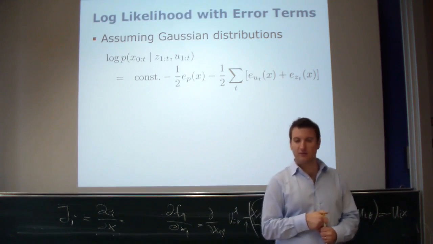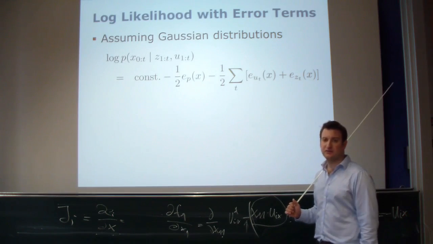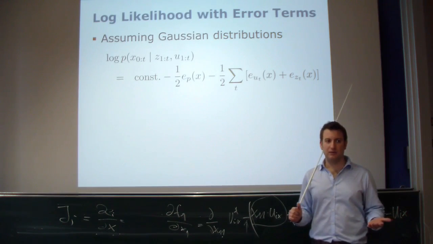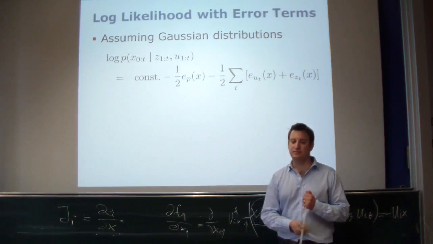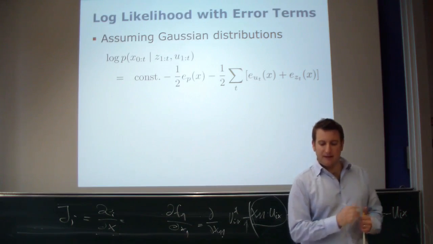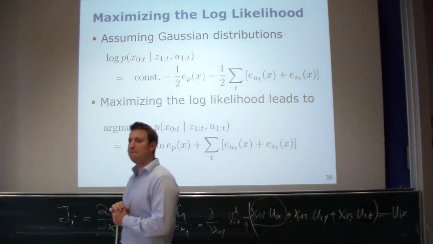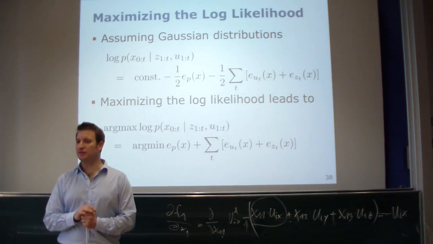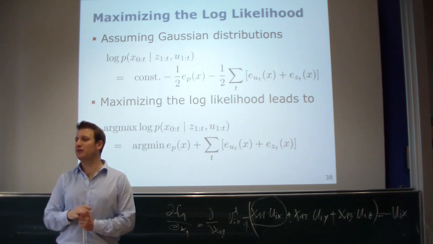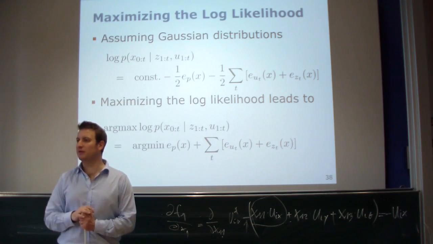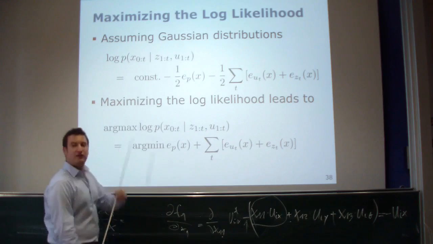And that's nice, because what I now have is a sum of error functions, which I had before, and the only other thing is a constant in here. The nice thing is what happens if I try to maximize the log likelihood. If I maximize the log likelihood, I also maximize the probability of the value, because the log is a monotonic function. And if I do the maximization, I don't care about the constant.